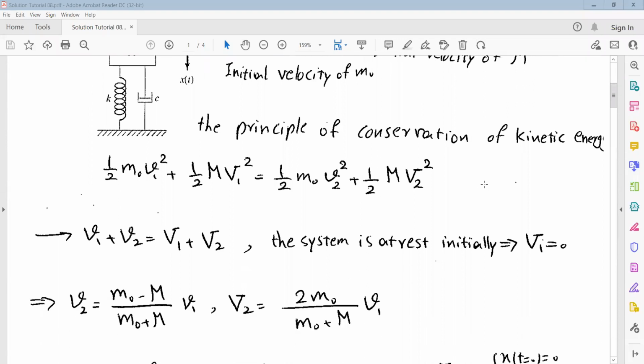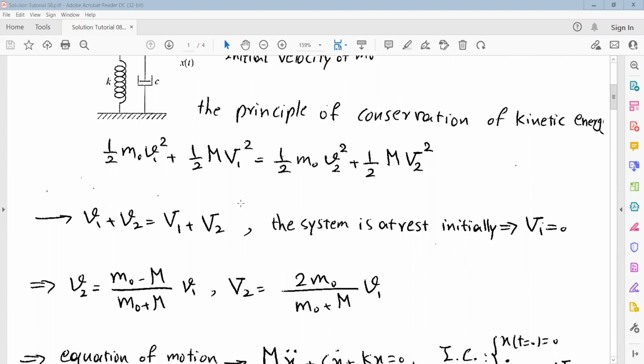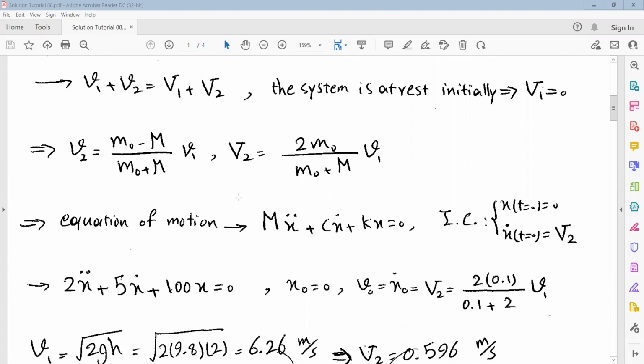So we can write and simplify this, and also we can write the conservation of kinetic energy, similar to the example that I solved during the lecture. You can find the velocity v2 for both masses after the impact. If you simplify and solve it, and as I told you, the initial velocity of the mass in the vibrating system is 0 because the system is initially at rest, we can obtain the velocity of both masses after the impact as a function of v1, which is the velocity of the ball exactly at the moment before the impact.